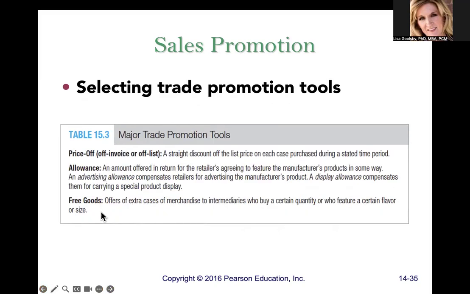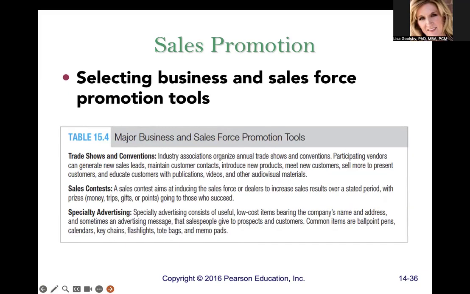The other one is free goods. You can offer extra cash or extra cases based on how many they order. So let's just say I order 12, I'm going to get that 13th case free. Some salesforce promotional tools: trade shows and conventions, sales contests, or any kind of specialty advertising. You might have low-cost items that they get when they make a purchase of a product.